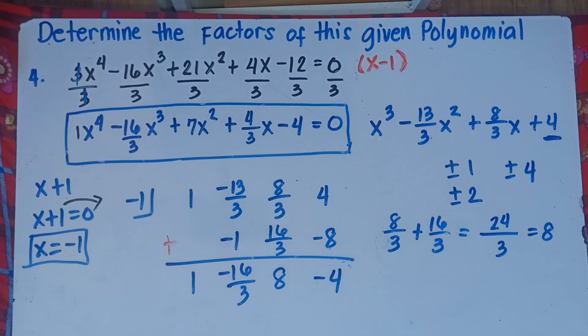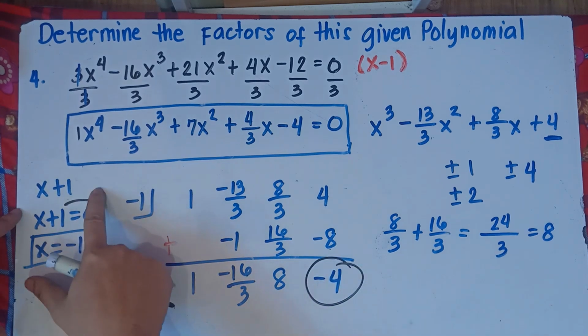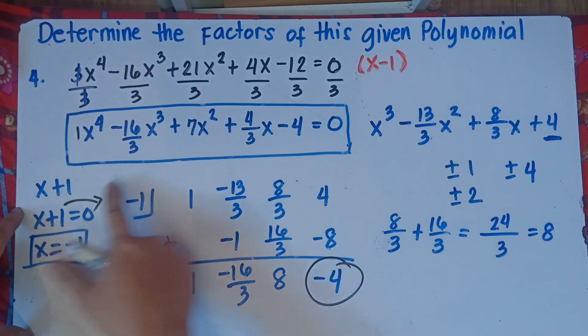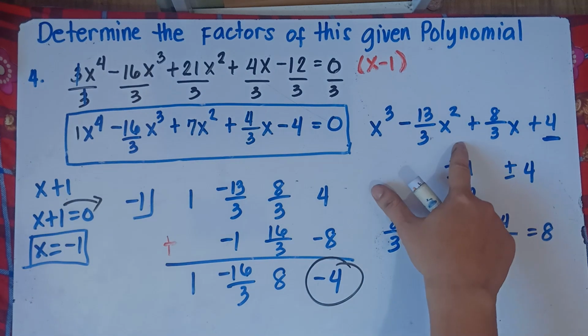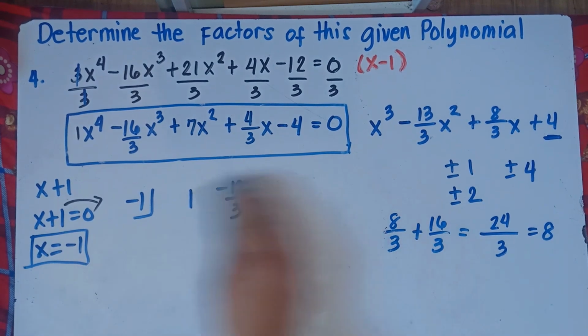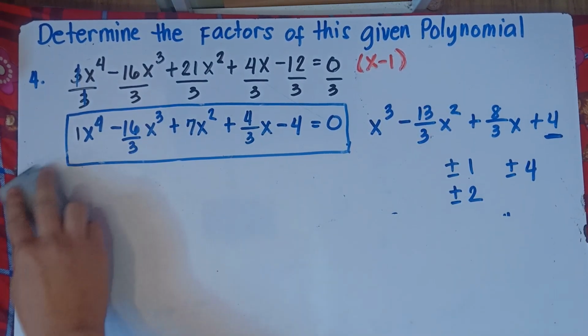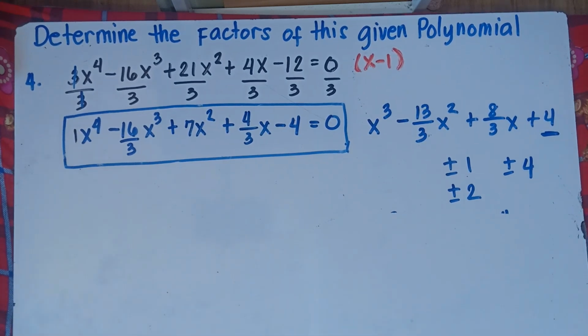So we do have a remainder, which is negative 4. So this x plus 1 is not a factor of this given polynomial, class. Alright, so x plus 1 is not a factor of this given polynomial. So let's try x minus 1. So x plus 1 is not a factor. Let's try x minus 1.